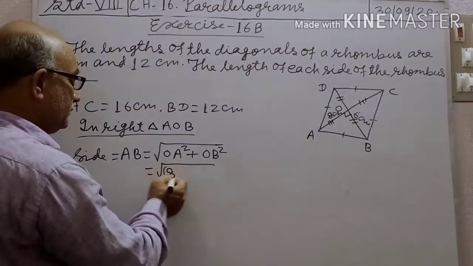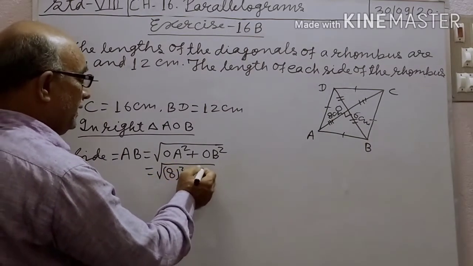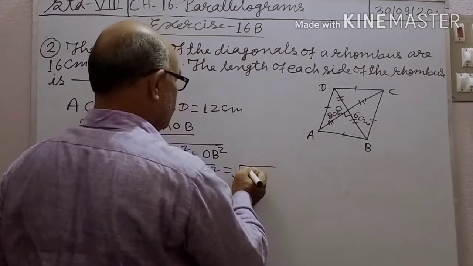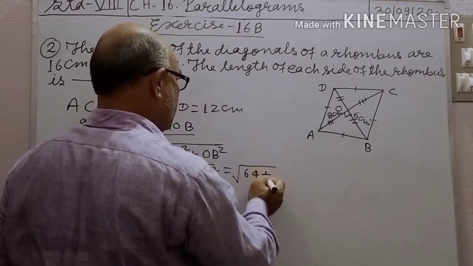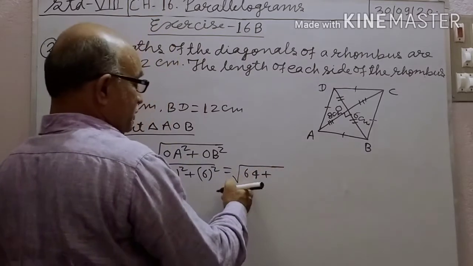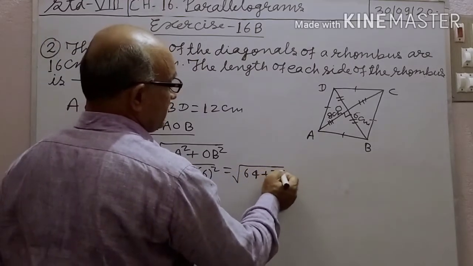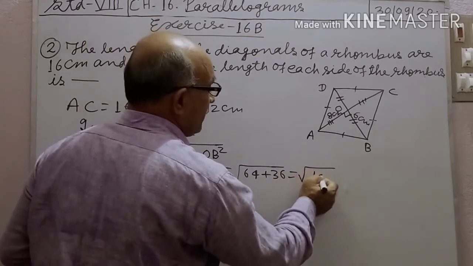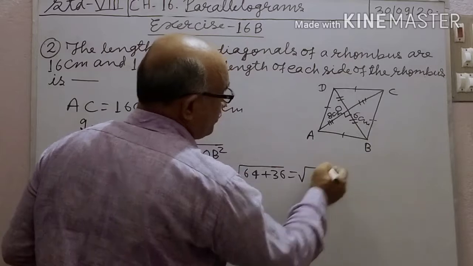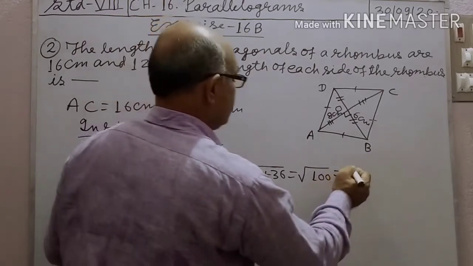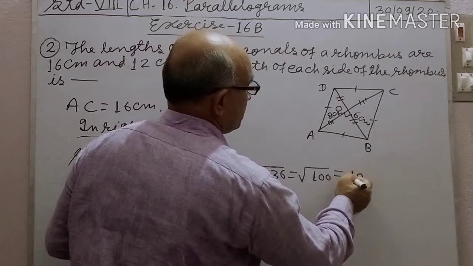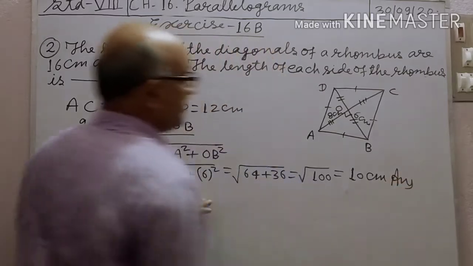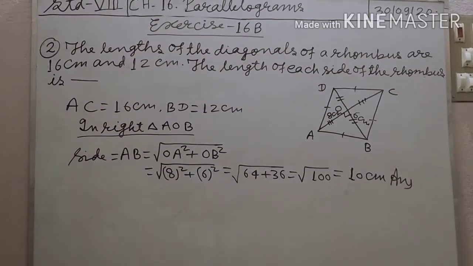equal to 8 square plus 6 square. 8 square is 64 and 6 square is 36. 64 plus 36 equal to under root 100, and the square root of 100 is 10. So the length of each side is 10 cm. Answer of this question. Understand and write it.